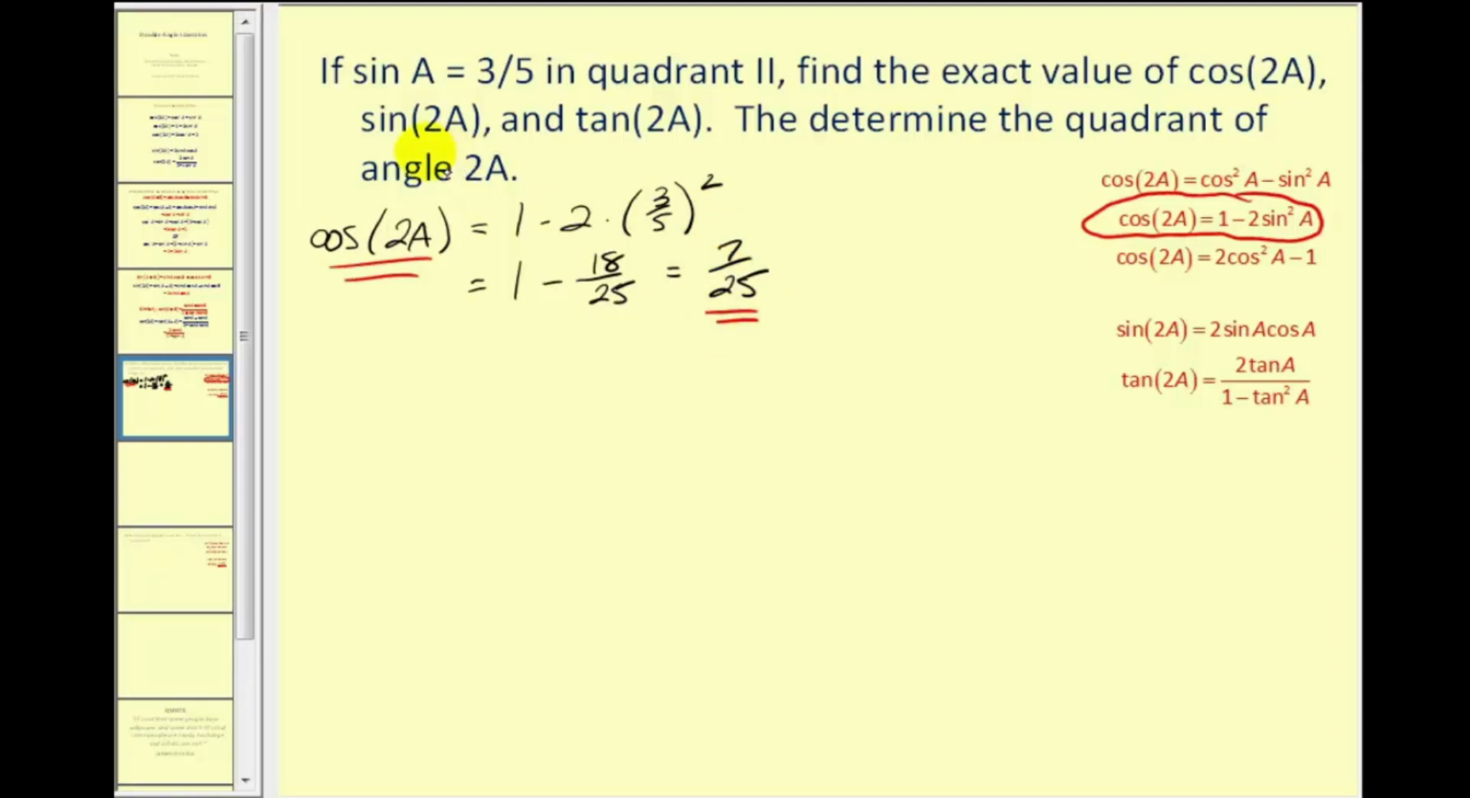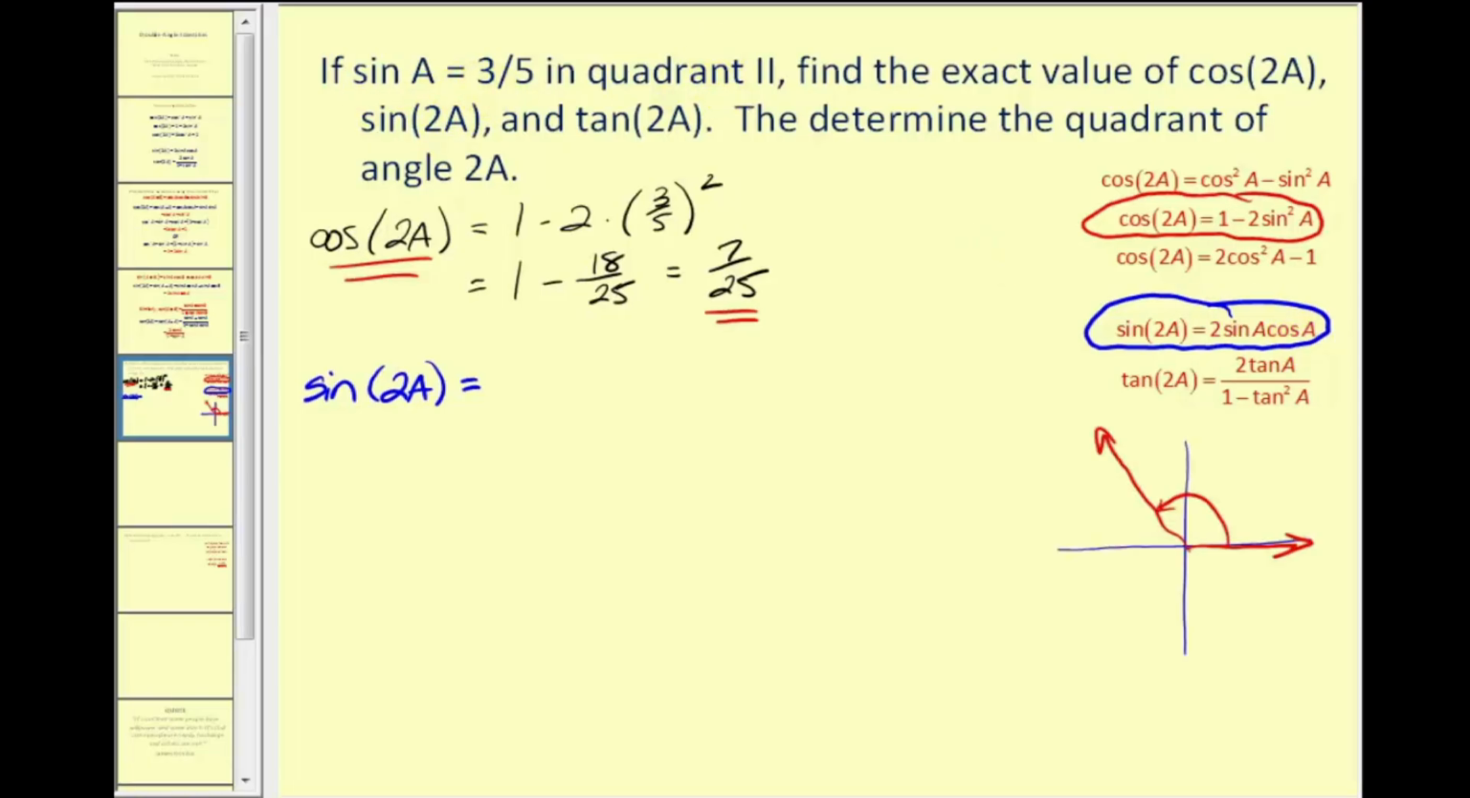Next, let's try to find sine of 2a. Now there's only one identity for sine 2a, and right away we can see we're going to have to find the cosine of angle a. So let's take a closer look at angle a with a sine of 3/5 in the second quadrant. This would be our angle a, and so we'll draw our reference triangle. Here's our reference angle. And again, this angle has a sine of 3/5, so opposite over hypotenuse. So this is a 3, 4, 5 right triangle. Since we're in the second quadrant, we'll label this -4. So now we know that sine a is given as 3/5, and cosine a equals -4/5.